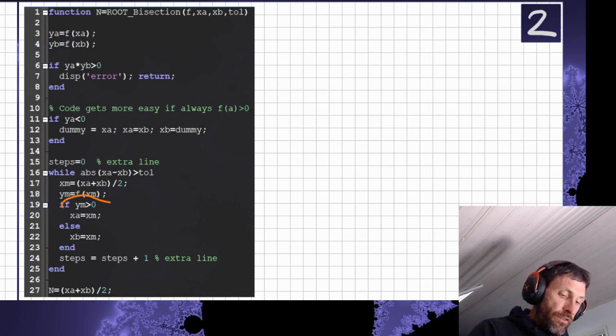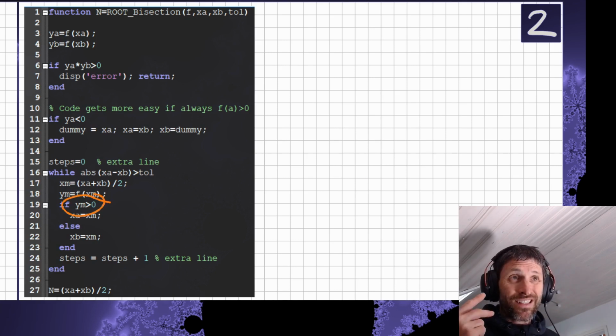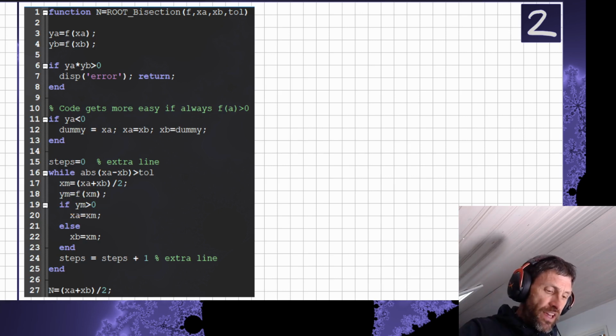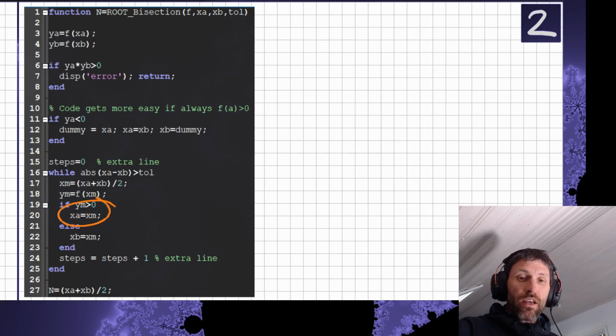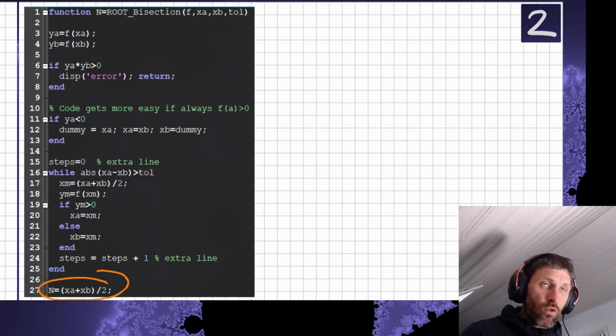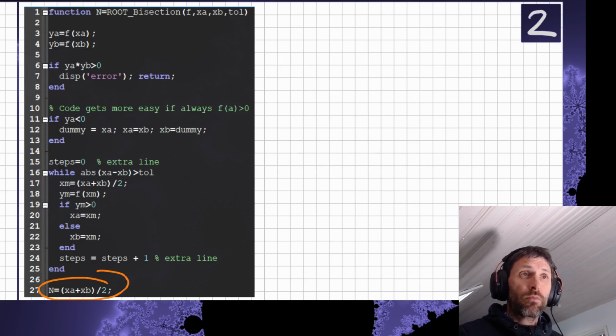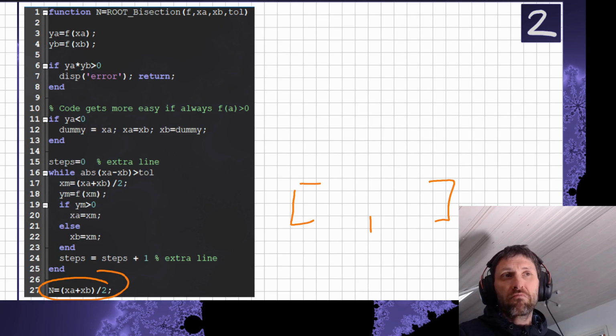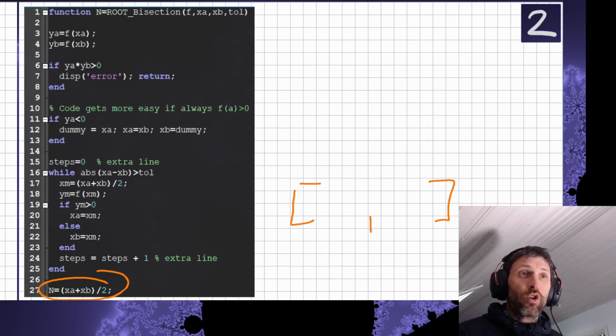We check if this function value has the same sign as a, then we update a, and if it's the other way around, then we update b, xa and xb instead of a and b. Okay, and in the end we will return the midpoint. A good idea might be to return an interval so the user has full information, but for being more convenient to apply this algorithm, maybe it's a better idea to return the midpoint and not an interval.